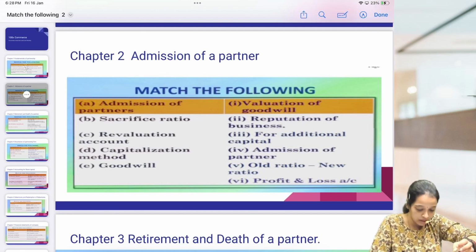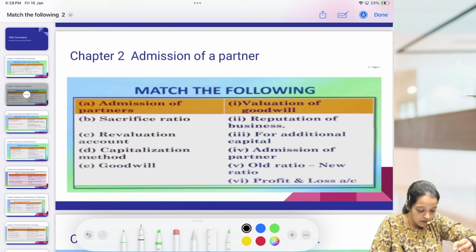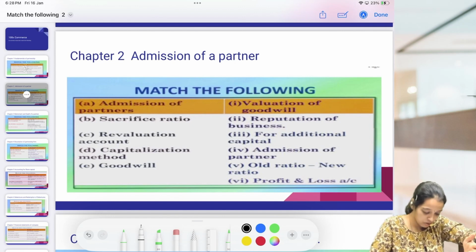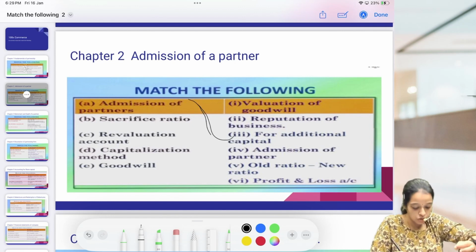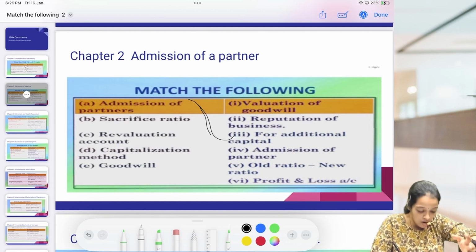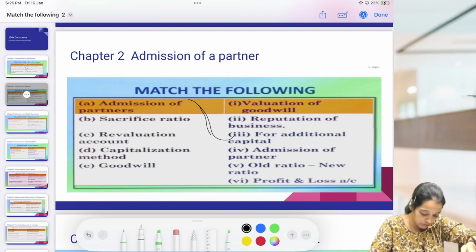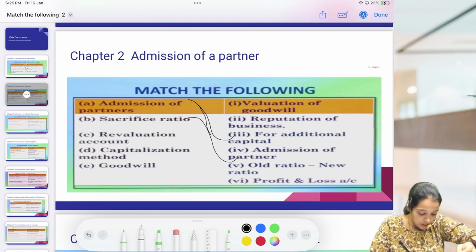Coming to the next chapter now, admission of a partner. The first question: why is the admission of a partner done? Basically it is done for additional capital. Next we have the sacrifice ratio. The formula for sacrifice ratio is old ratio minus new ratio.